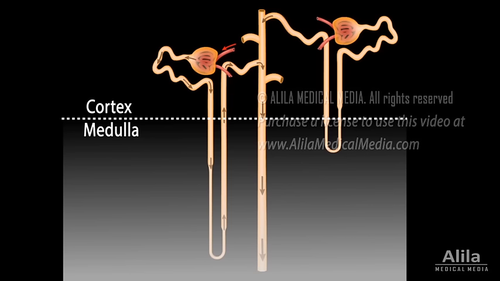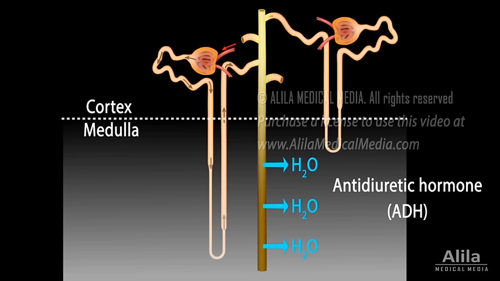As it gets saltier deep in the medulla, the filtrate loses water as it flows down the collecting duct. The collecting duct is also under hormonal control, so it can adjust the amount of reabsorbed water according to the body's state of hydration. For example, when the body is dehydrated, more water is reabsorbed back to the blood, and the excreted urine is more concentrated.